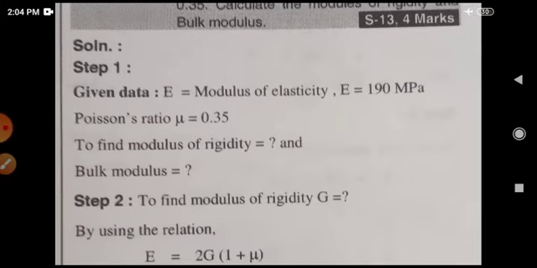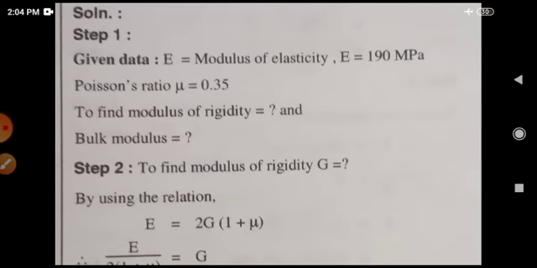Let's move further. Let's write all the given data first. E, which is the modulus of elasticity, is 190 given. Poisson's ratio is also given, which is equal to 0.35. We have to find out the modulus of rigidity, that is capital G, and bulk modulus K.